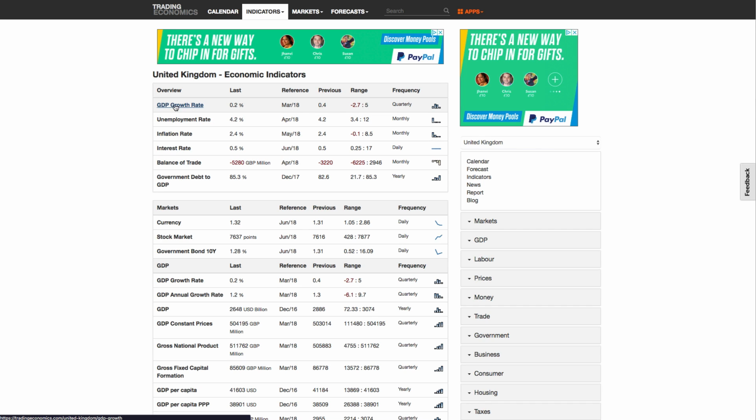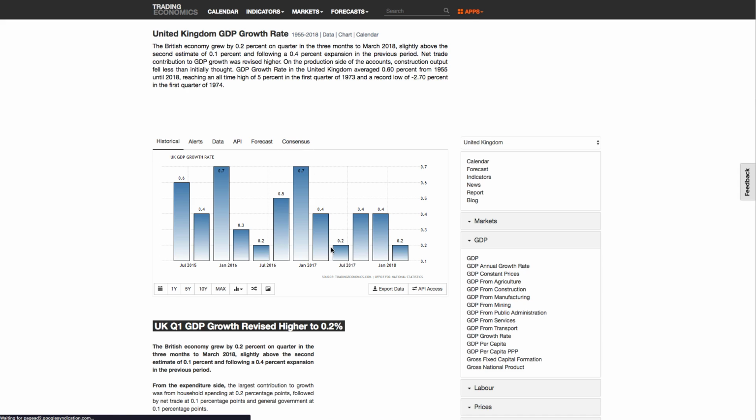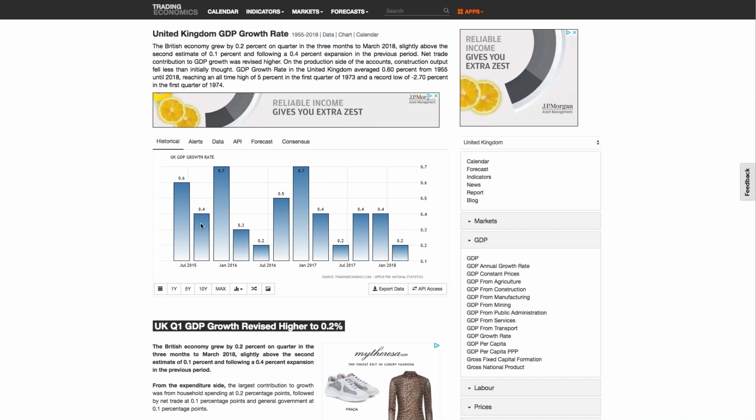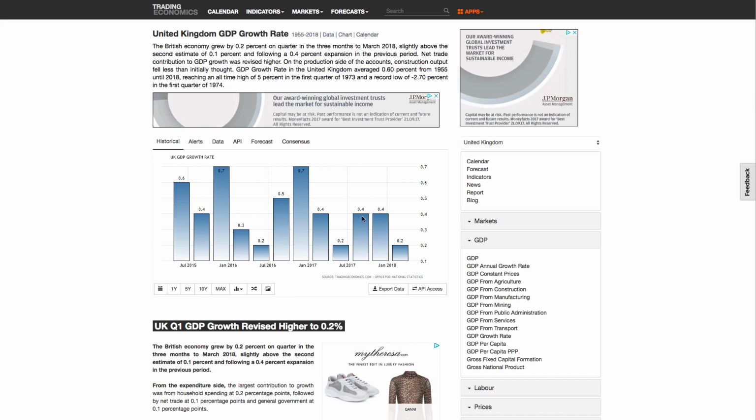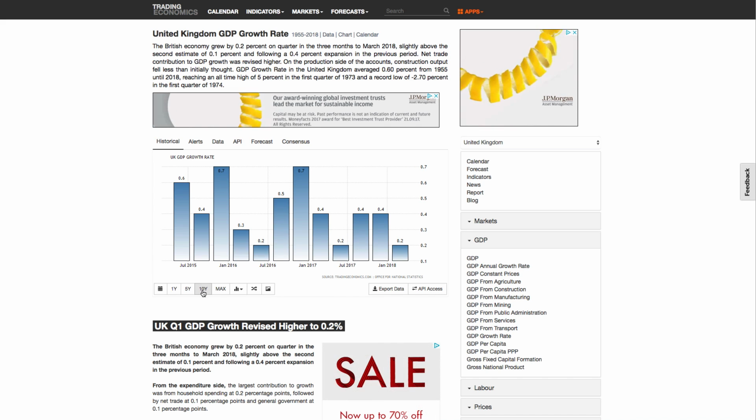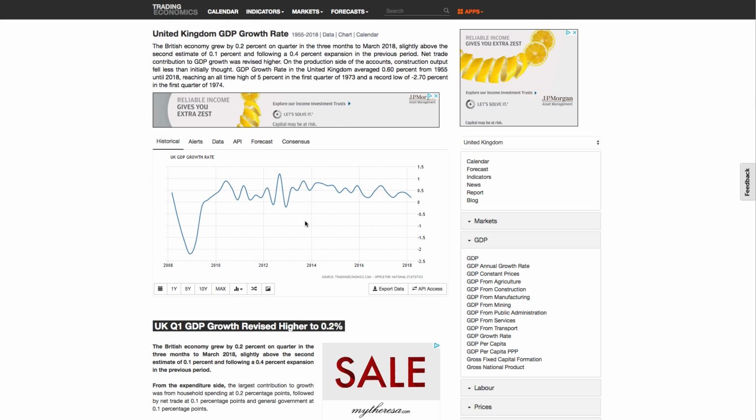UK economy, and we look at the GDP growth rate, right? Over the past few years, we've had this cycle. We've had 0.6, 0.4, 0.7, 0.3, 0.2, up and down kind of thing, right? But if we expand out, we can see that 2008, 2009 was the global financial crash.